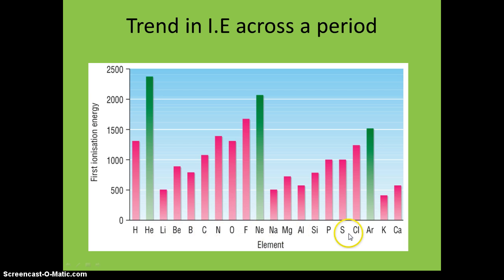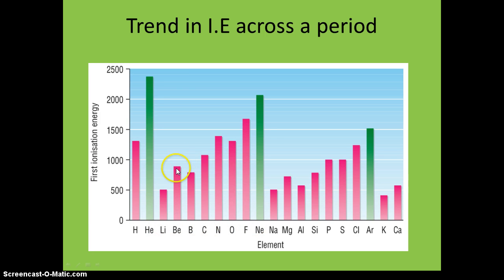Now, if you look at the trend in the ionization energy across a period, you will see the trend. If you go across the second period from lithium to neon, the general trend is ionization energy is increasing because the atomic radii has decreased, and therefore the amount of energy needed to remove the electron from the last shell would be higher. Therefore, the ionization energy would increase across a period.